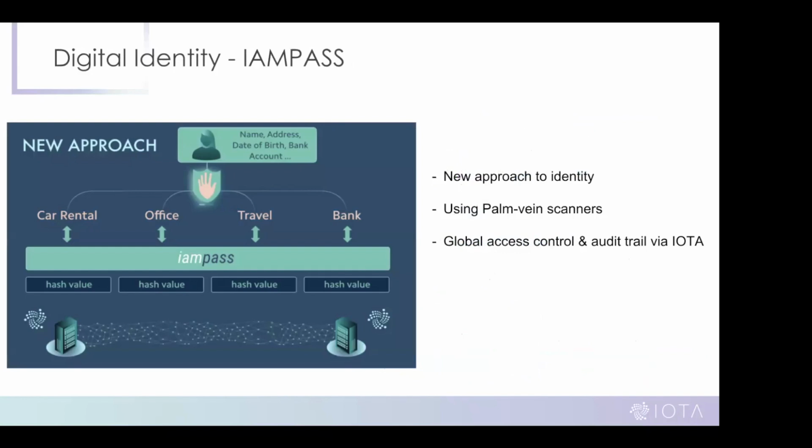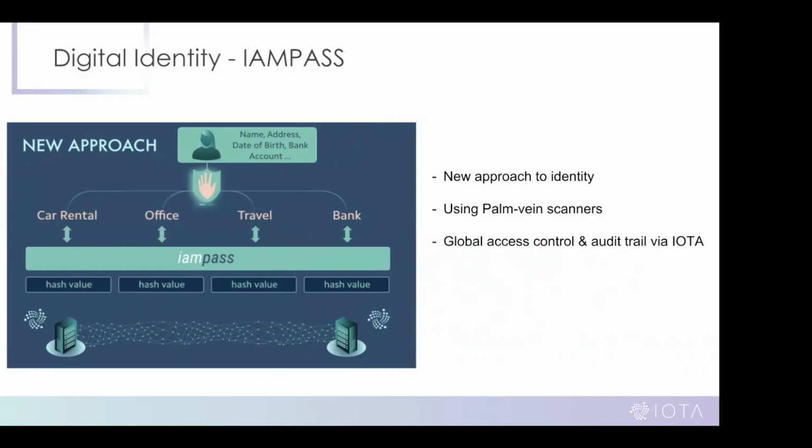And then the final one I'll just quickly talk about is digital identity. So IOTA can also be used to have records of individuals' identity and also have audit trails to enable access history and things like that. So there's a startup that's called IAMPASS. They built a scanning terminal which uses the IOTA ledger in the background to be able to record the history of access, but also provide access control information on the Tangle.